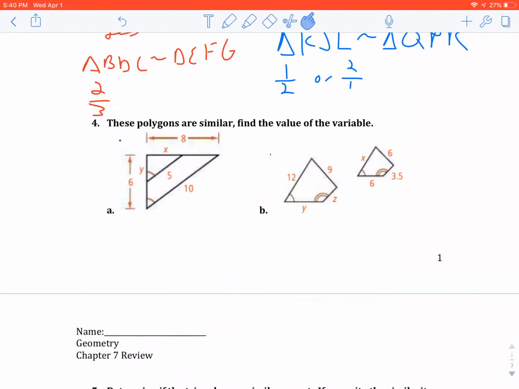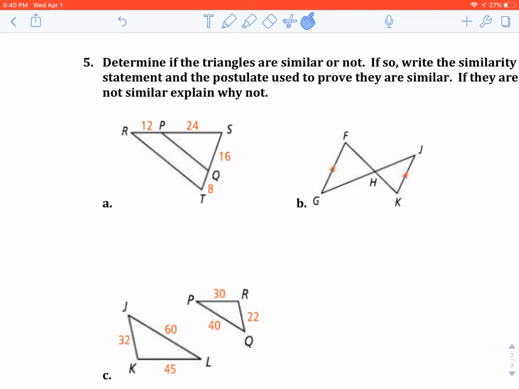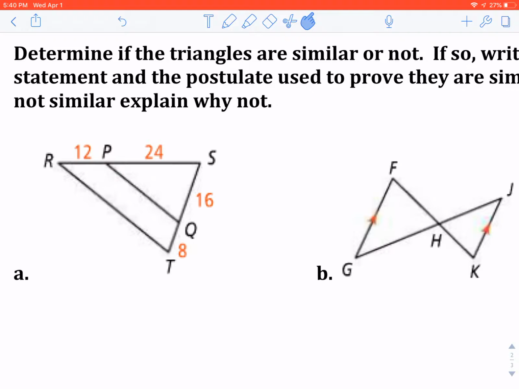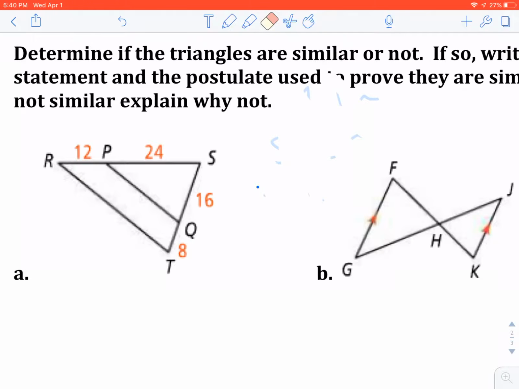All right, and we have number 5. Okay, we take a look at these. They're asking you to determine if the triangles are similar. So if you recall, we had 3 ways to prove triangles are similar. You have angle-angle similarity, side-side-side similarity, and side-angle-side similarity. Side-side-side and side-angle-side required the sides to be proportional or produce the same scale factor, and then the angles had to be congruent. Okay, so those are our tools in our toolbox to figure this out.